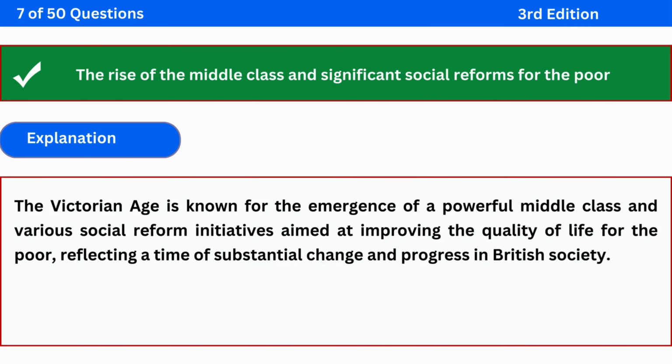The correct answer is the rise of the middle class and significant social reforms for the poor. Explanation: the Victorian age is known for the emergence of a powerful middle class and various social reform initiatives aimed at improving the quality of life for the poor, reflecting a time of substantial change and progress in British society.